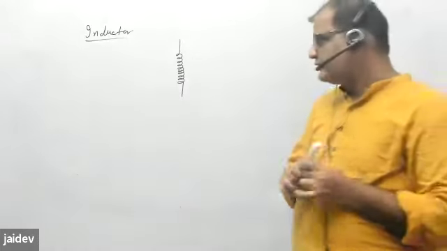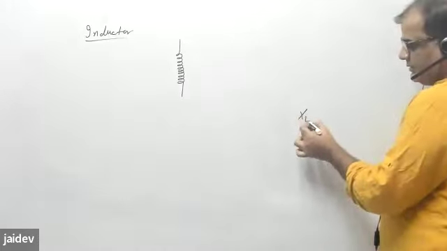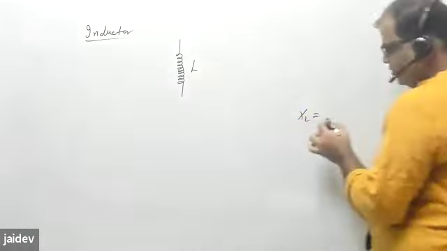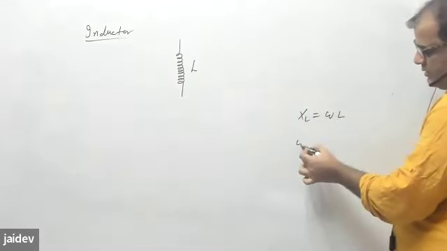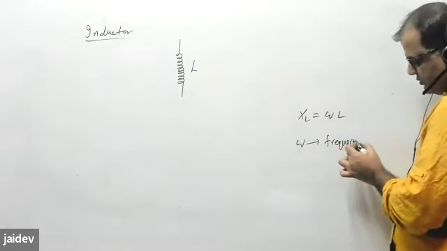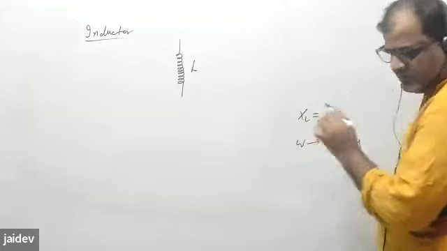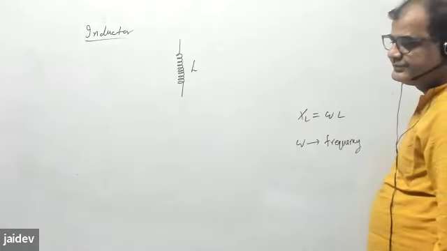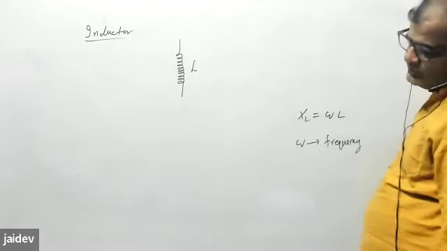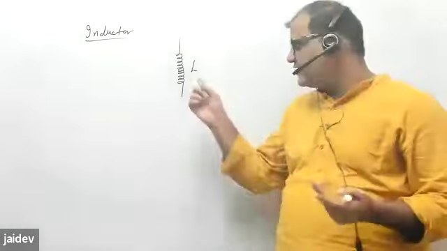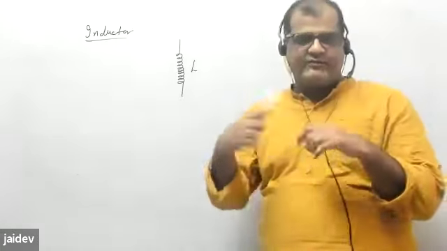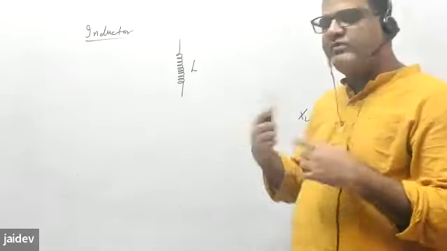So you know what is XL, the impedance of the inductor? Suppose this is L omega L. Omega is what? What is omega? Frequency of the current, frequency of the source current. Okay, if frequency is zero, then what will happen? Inductance will become zero. So that is also a wire, but it will show resistance. Okay, so any wire, of course for induction effect you have to make it a coil.